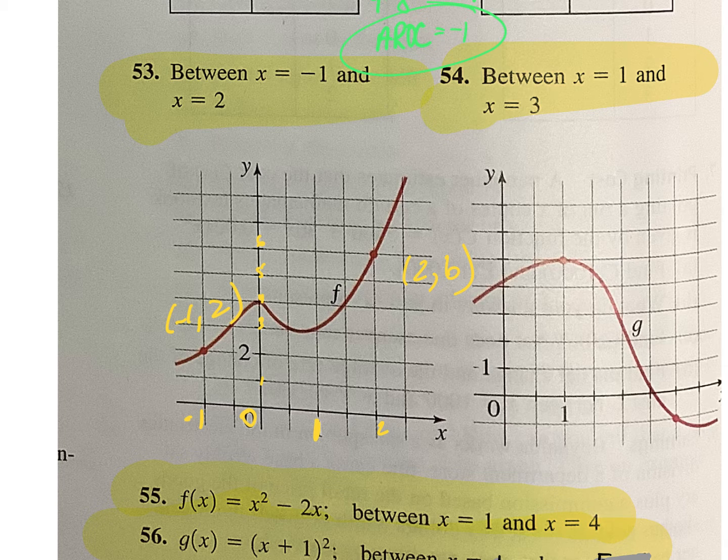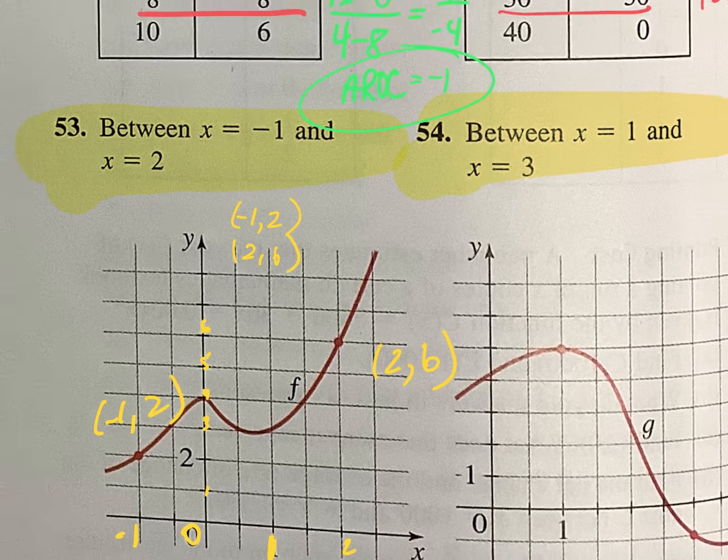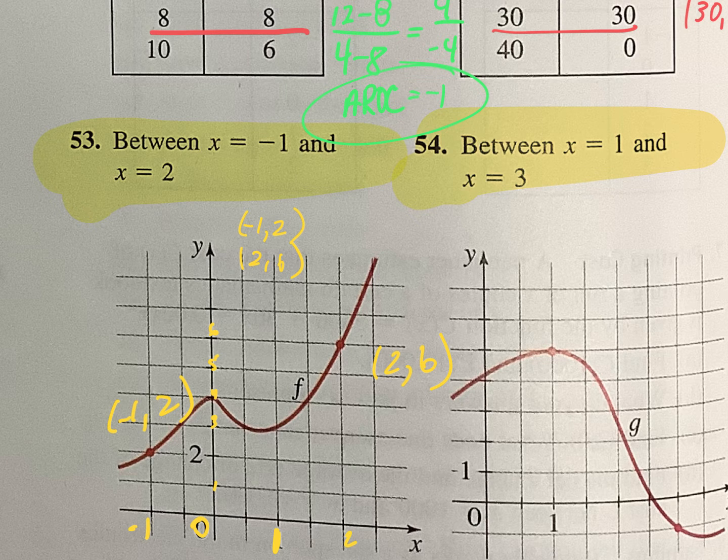Now what do I do? Now that I figured out what the points are, what do I do? y2 minus y1. If I were you, I would rewrite it real quick. I would just say negative 1, comma 2, and then I would write 2, comma 6, just so we don't make any silly mistakes. So I'm going to say, fine, y is first, 6 minus 2.